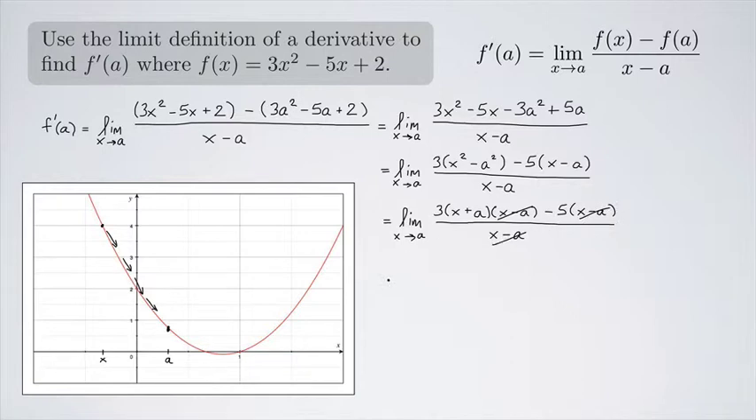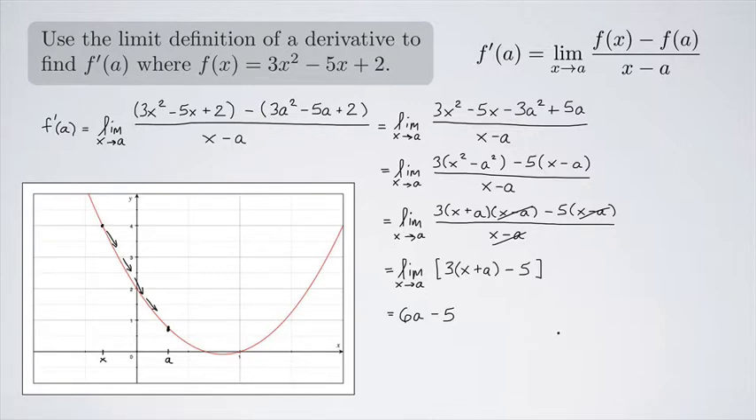They're gone. Okay, so this is the limit as x approaches a of 3 times x plus a minus 5. And that I can take the limit of. So the limit as x approaches a means that this is going to be a plus a is 2a, 3 times 2 is 6. I'm going to get 6a minus 5. Okay, so that is one way to do it.